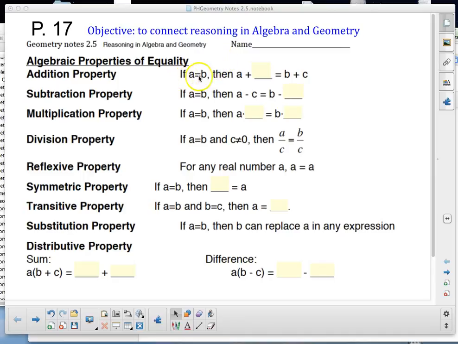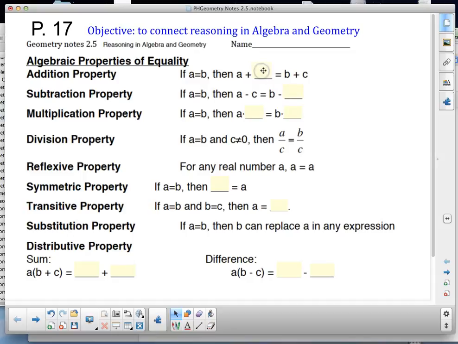Okay, if A equals B, then I can add the same thing, C, to both sides, and that's the addition property. Remember, addition, subtraction, multiplication, division, we've used these before kind of loosely, but it has to happen on the same side of the equal sign. This is addition. I'm adding the same thing on both sides. If I subtract the same thing on both sides, it's the subtraction property, so I'm subtracting C from both sides.